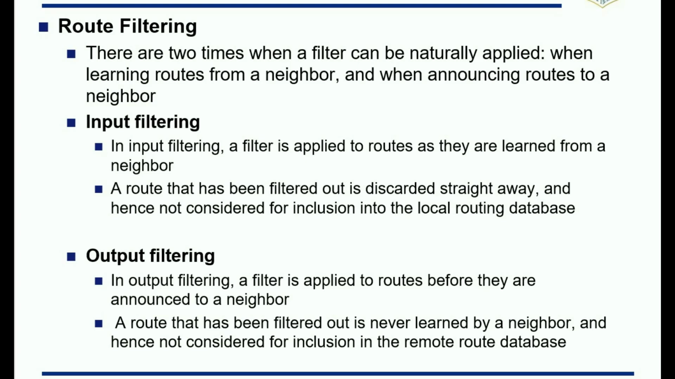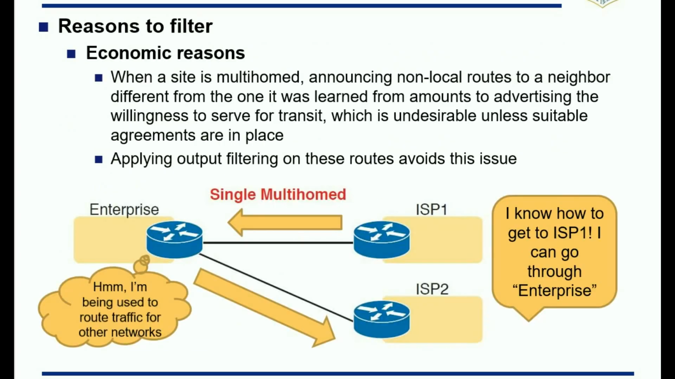Output filtering is where a filter is applied to routes before they are announced to a neighbor. A route that has been filtered out is never learned by a neighbor, and hence not considered for inclusion in the remote router's database. So let's say I learned 5 routes and they're in my local database, but I'm going to filter 3 of them and only advertise 2 of them to my neighbor. That is an example of output filtering.